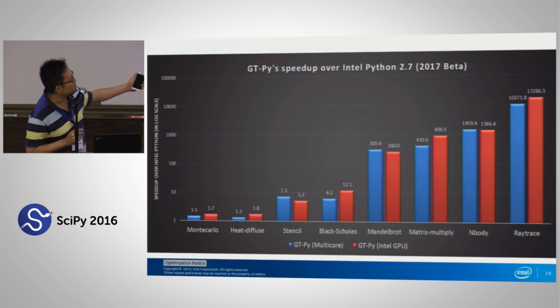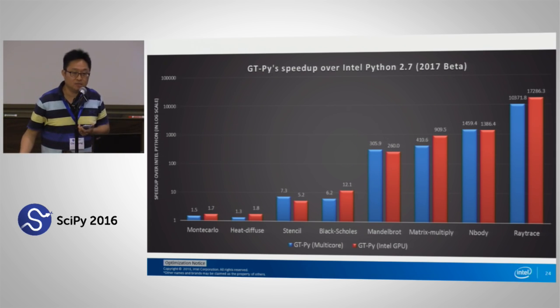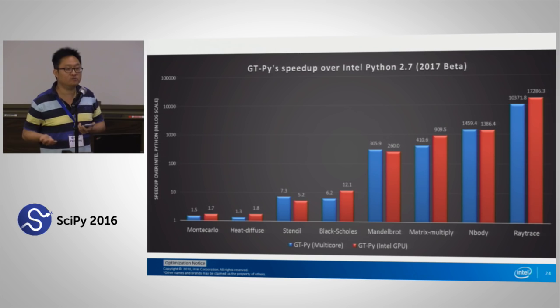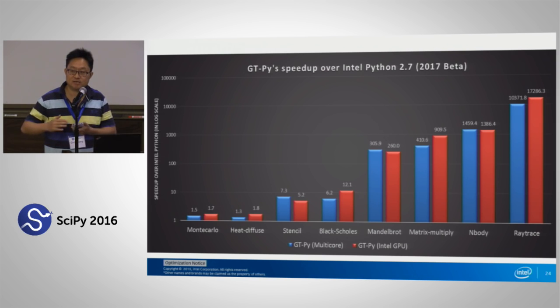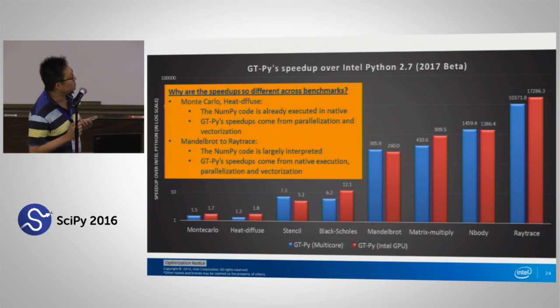On the left-hand side, there is a minor speedup, something like 1.5 or 1.6. But on the very end, ray trace, you get over 10,000x speedup. So I guess the question that everyone will ask is why is there such a large discrepancy in the speedup? The reason is, it really depends on how good the base case is.